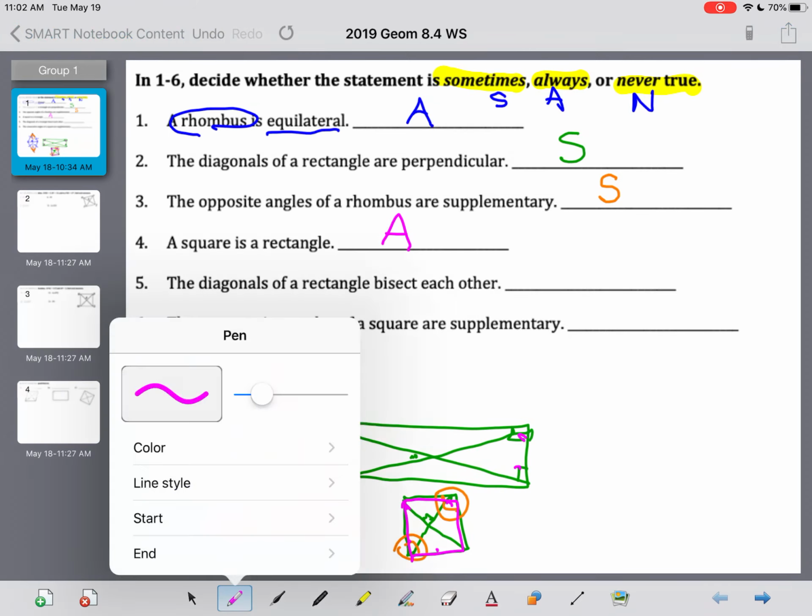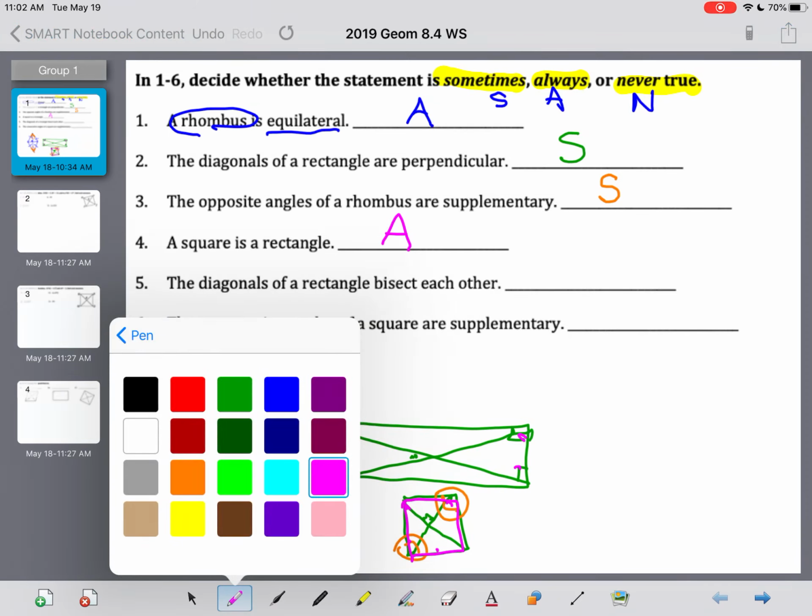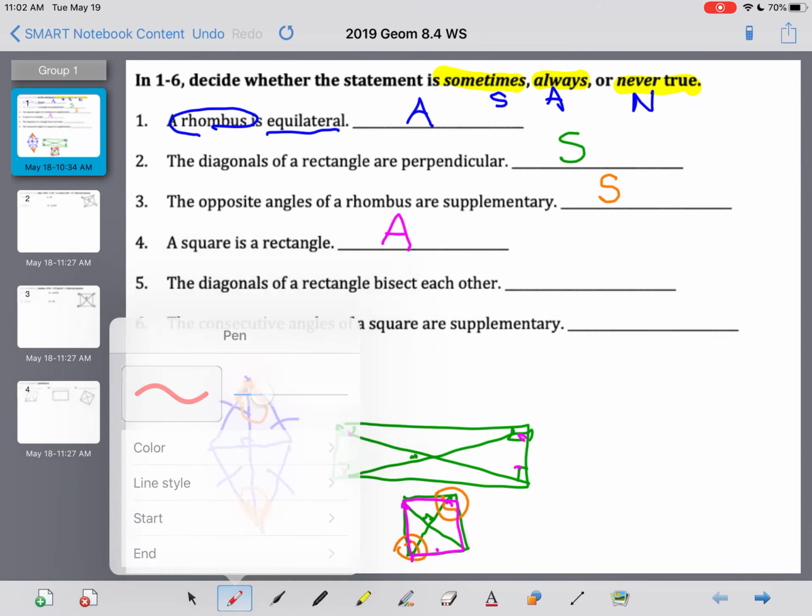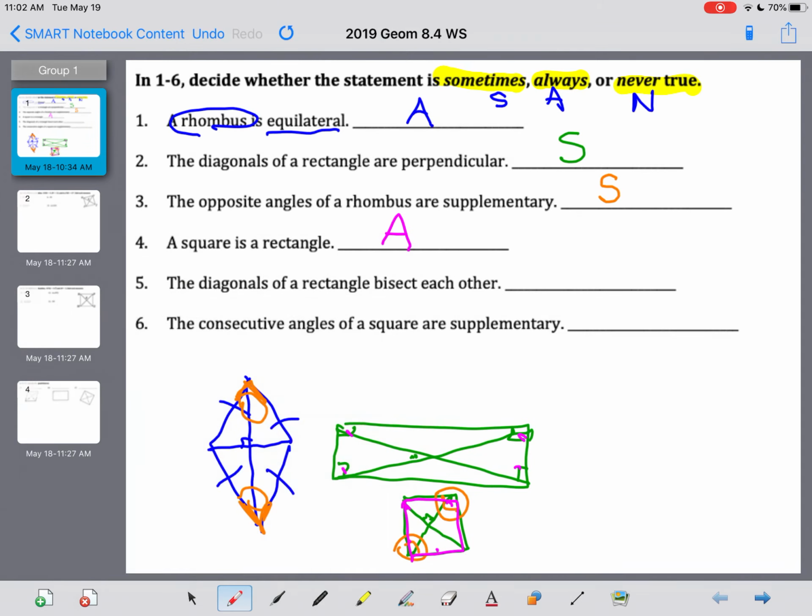Switching colors again. Diagonals of a rectangle bisect each other. Remember that a rectangle is in fact a parallelogram, and we have a theorem that says that the diagonals do in fact bisect each other. So diagonals of a rectangle bisect each other, always true.